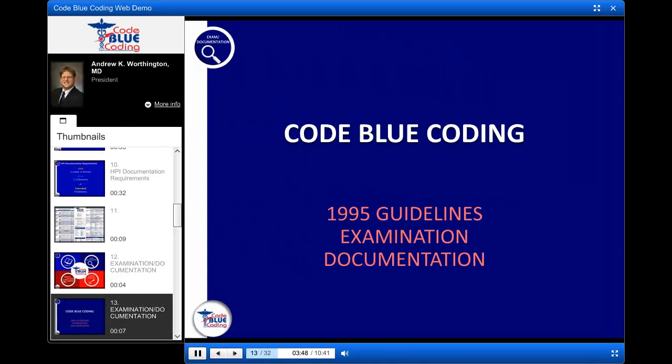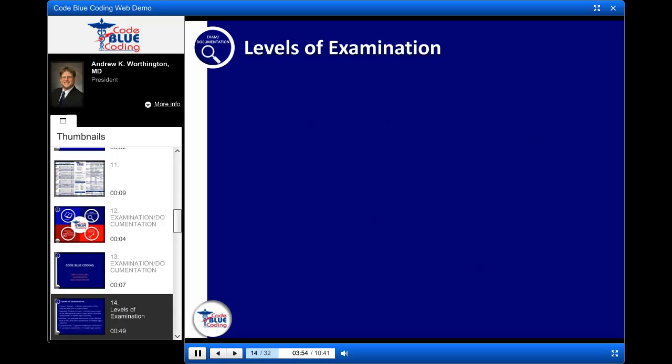In this section, we will discuss and exemplify the 1995 guidelines examination. In the 1995 guidelines, CMS gave us a limited amount of information about the examination requirements. They told us there were 4 levels of examination and gave us definitions for those 4 levels.